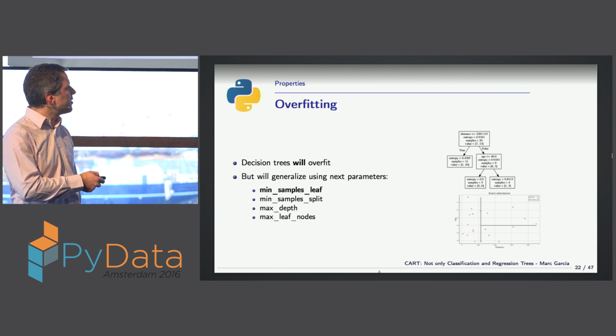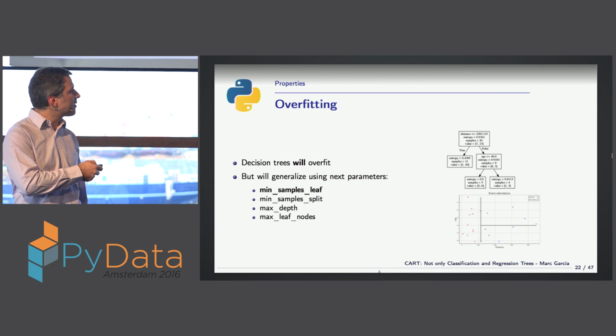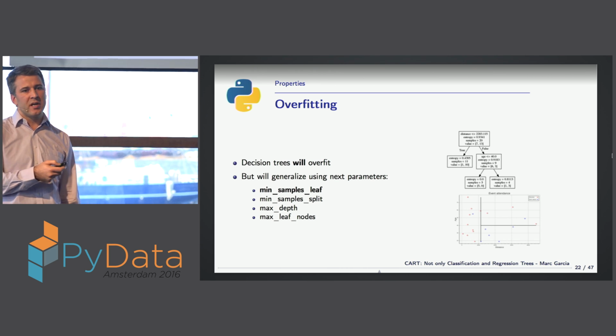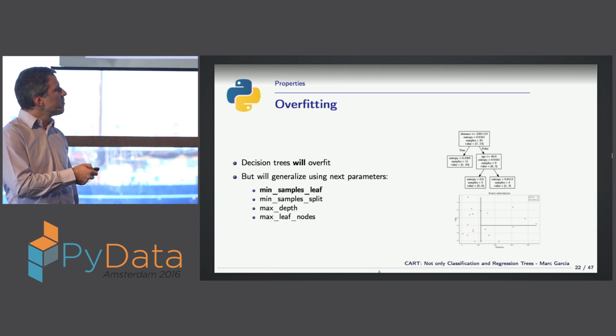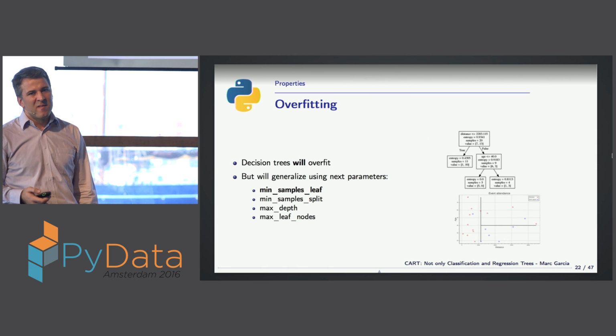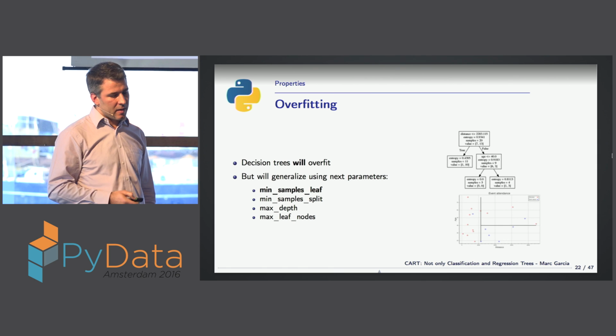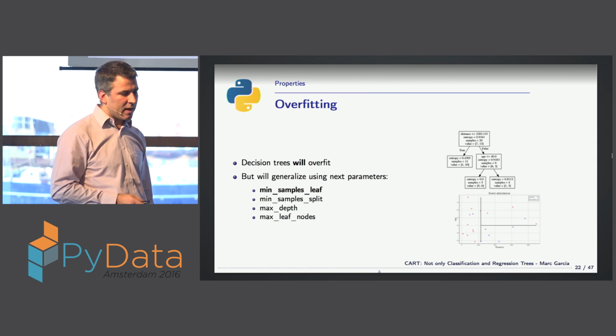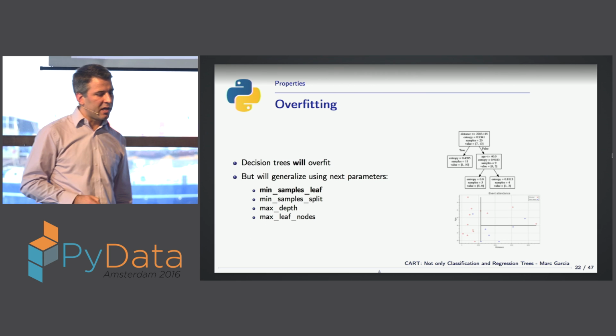The thing is that if in this case, for example, this one was the blue and this one was the red, it could still split. Maybe if we say the minimum split must be 4, at the end it could still create a split with just 1. So it's still avoiding overfitting, but in a different way.